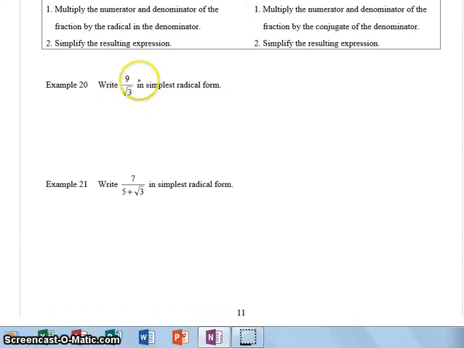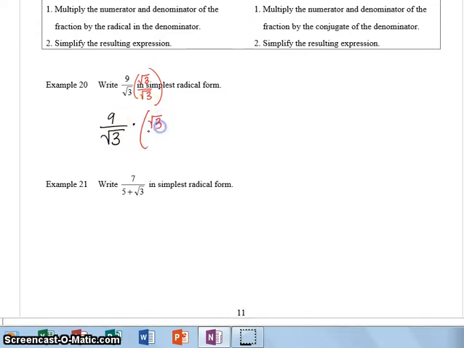You're going to multiply the top and the bottom by that radical. If I want to get rid of that radical 3, let me write that out better so you guys can see it. I'm going to multiply the top and the bottom by radical 3. The bottom, super easy: radical 3 times radical 3 is 3. And look, we've done our job. We got rid of the radical in the denominator. And the top is 9 times radical 3.